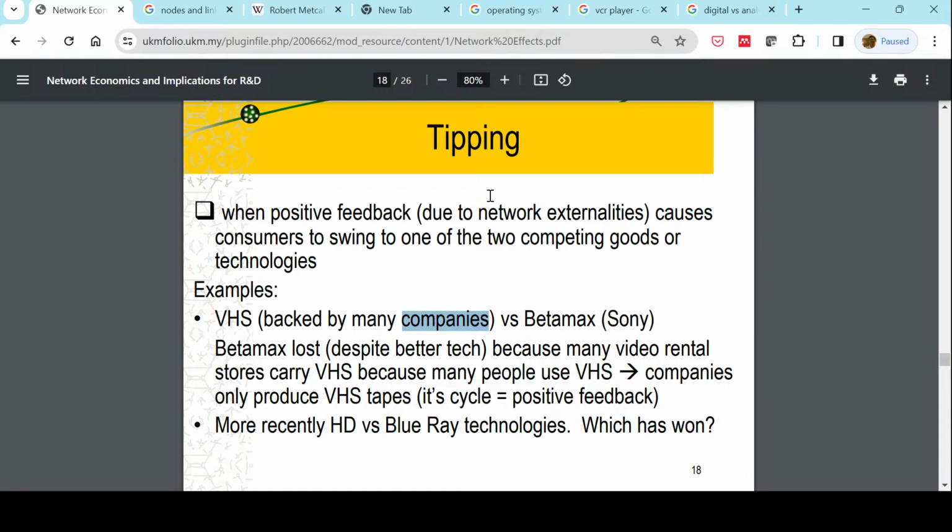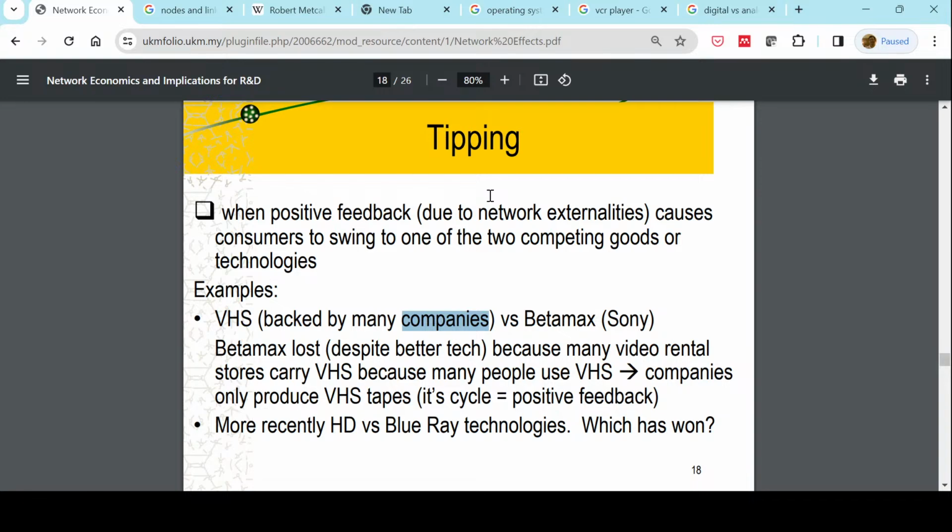More recently, HD versus Blu-ray technologies, which has won? At one time it was Blu-ray, and in the end HD became a standard. But again, this is the DVD player. After the VCR player, that product has become obsolete. Pupus, no more. Replaced by DVD player. Now, no more DVD player.